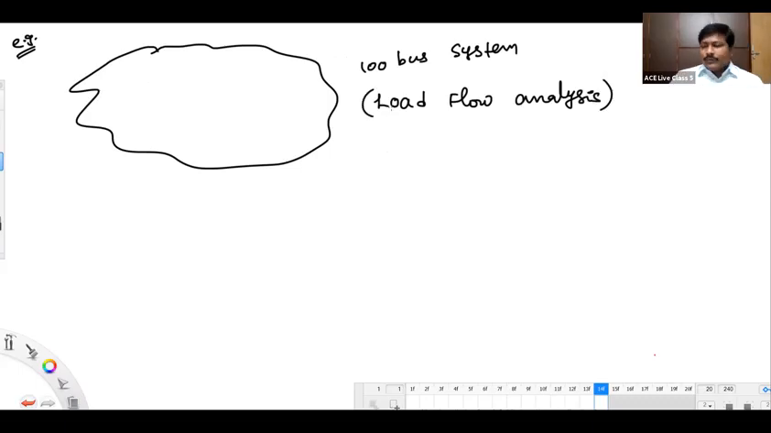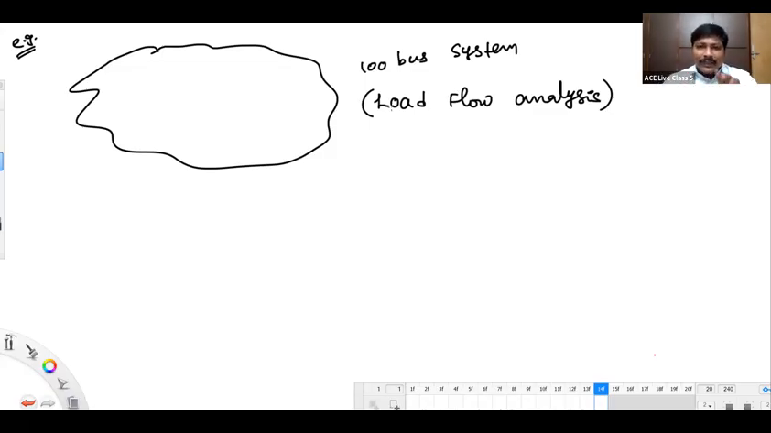Yeah, look. A 100 bus power system network. I want to carry out load flow analysis. The initial steps in load flow analysis will be like this. The given system has to be converted into its electrical equivalent circuit. Then we have to go for the Y bus construction.